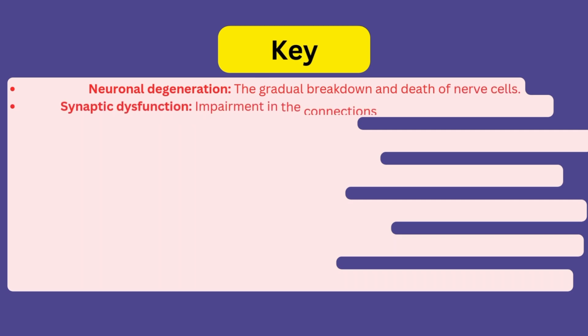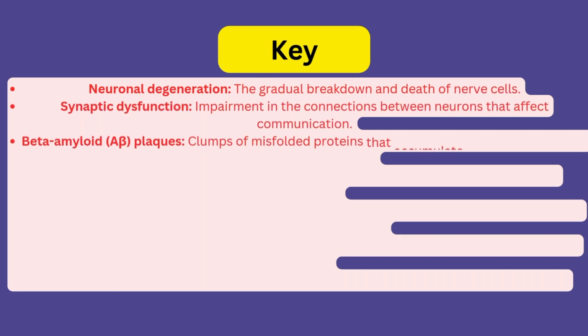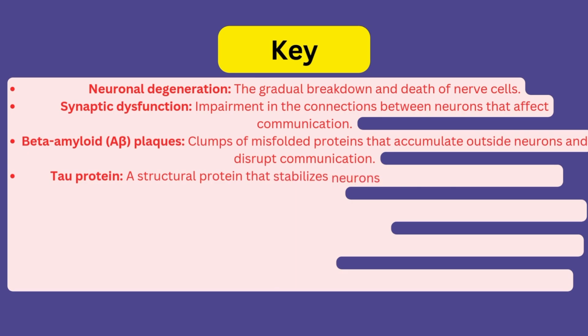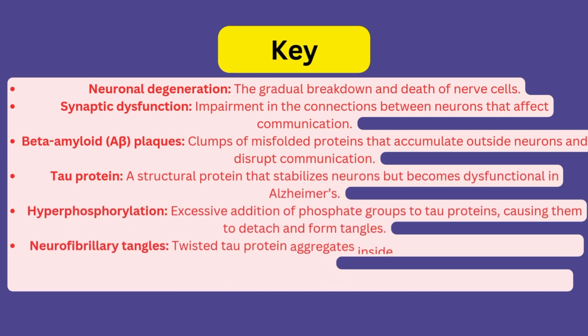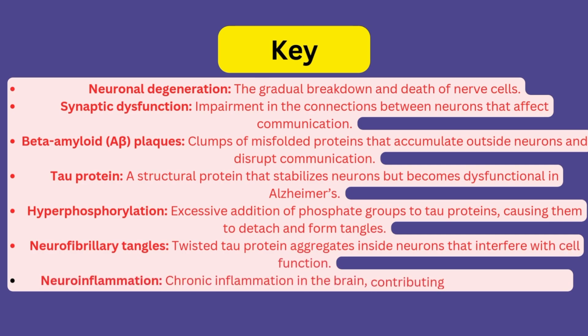Now let's go over key terms. So, neuronal degeneration is the gradual breakdown and death of nerve cells. Synaptic dysfunction is impairment in the connections between neurons that affect communication. Beta amyloid plaques are clumps of misfolded proteins that accumulate outside neurons and disrupt communication. Tau protein is a structural protein that stabilizes neurons but becomes dysfunctional in Alzheimer's.